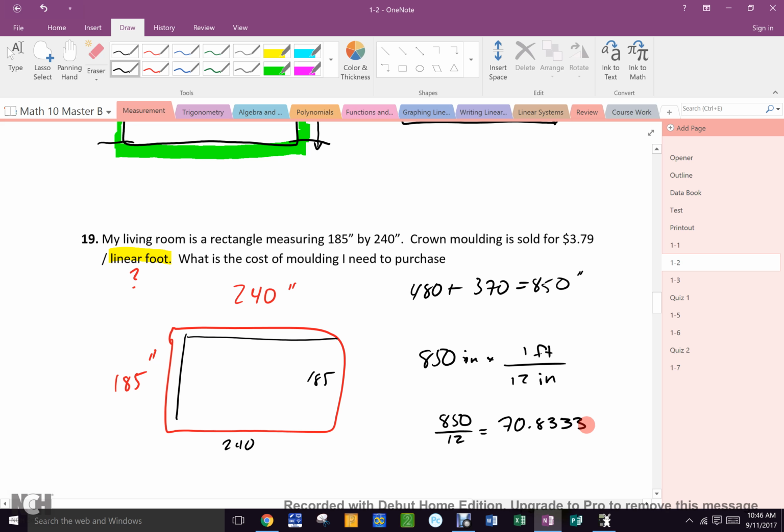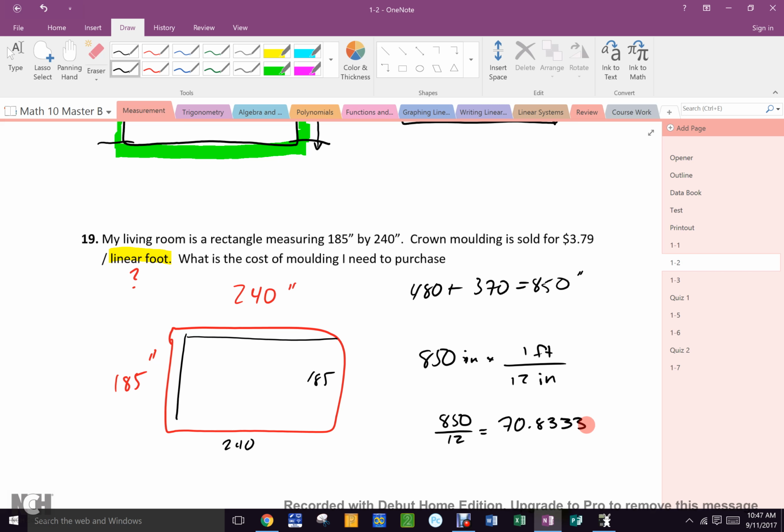How much crown molding do I need to buy? 71. Because if I only buy 70 feet, I don't get all the way around and I leave a little gap and somebody's mad. Should I only buy 71? Am I going to be perfect? You've got to be real careful, right? If you were doing this as a job and you had to drive all the way to Home Depot, would you buy exactly 71 or would you buy yourself some extra? You'd buy some extra, right?